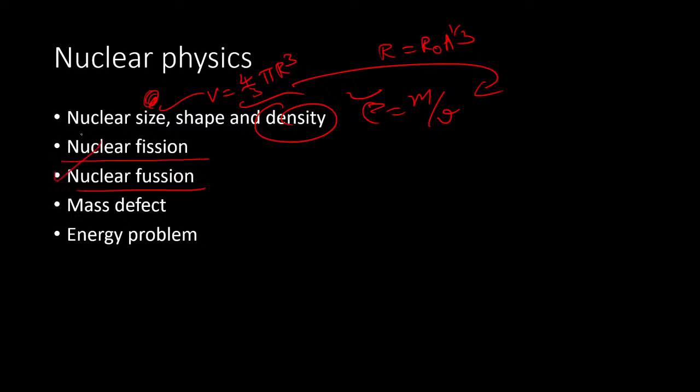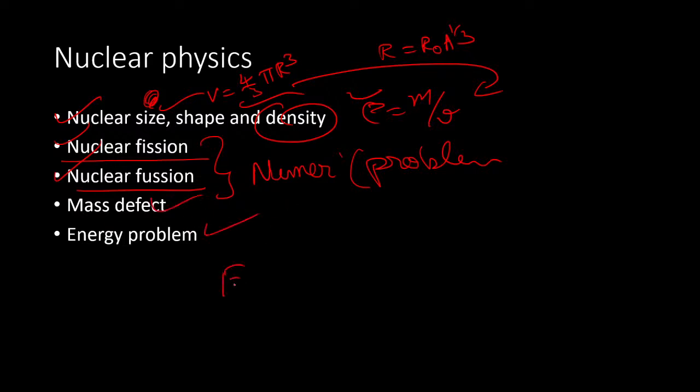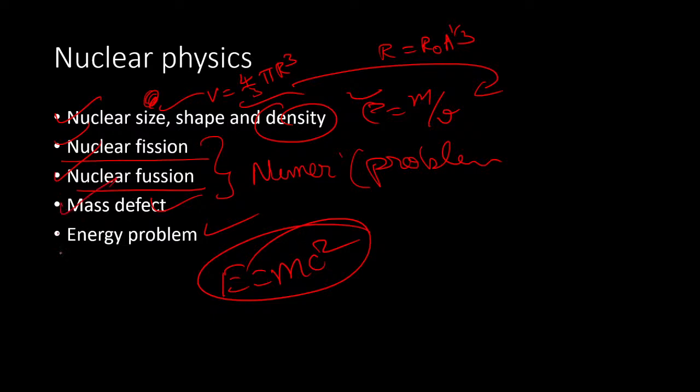Fusion and fission reactions are another important place. Here you have chances to get numericals also. From nuclear physics there are a lot of chances for numericals, especially from mass defect and energy finding. E is equal to mc square formula based problems you can get. This is the important question from nuclear physics. Then we move to the next chapter.